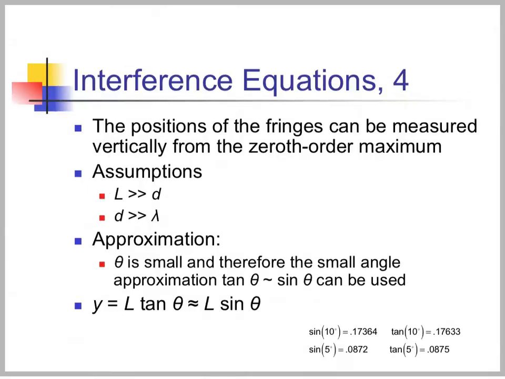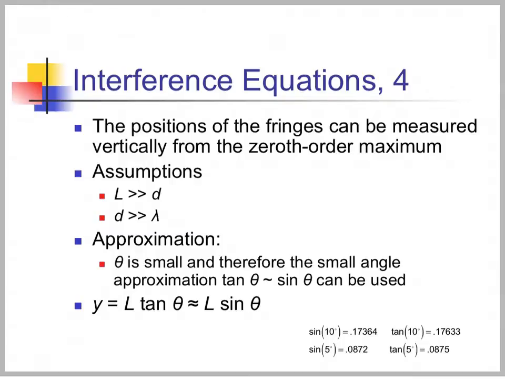The position of the fringes can be measured vertically from the 0th order maximum. Now we're going to make some assumptions here: that L is much bigger than the distance between the slits, d, and that d is much bigger than the wavelength of light. We're also going to use an approximation that we're far enough away that theta is small, and therefore we can use a small angle approximation that tangent of theta is essentially the same as sine theta. So y is L tan theta, which we'll just say is L sine theta.